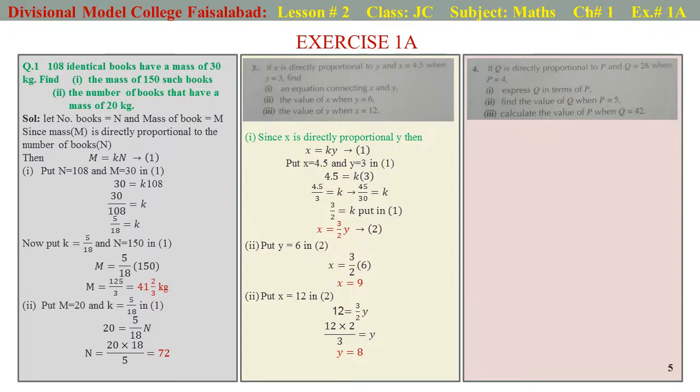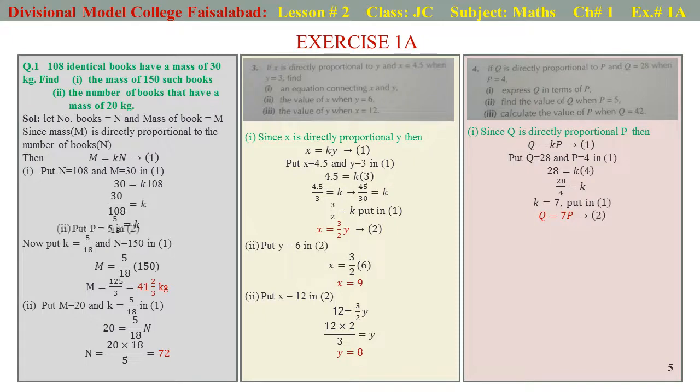And question number 4 is same as question number 3. The only difference is that variables in question number 4 are changed. So we will write this statement in algebraic form: when q is directly proportional to p, q is equal to kp. We will put the values of p and q which are given in this equation and we will find the value of k like this. We will put this value of k in equation number 1 to get the answer of part 1, which is q is equal to 17.